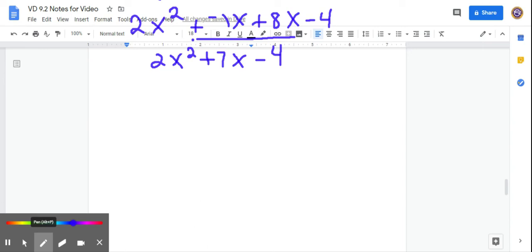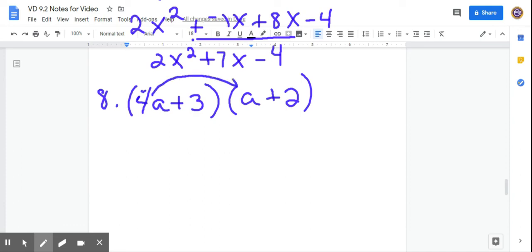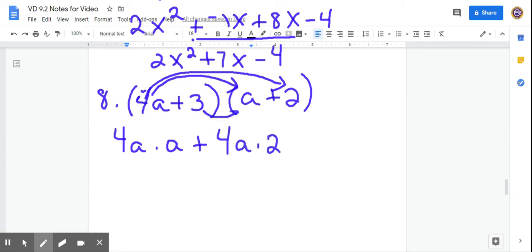The last one, number 8, is 4a plus 3 times a plus 2. So again, we're going to FOIL, or we're going to distribute. 4a times a, plus outer, 4a times 2, inner, plus 3 times a, and last is plus 3 times 2.